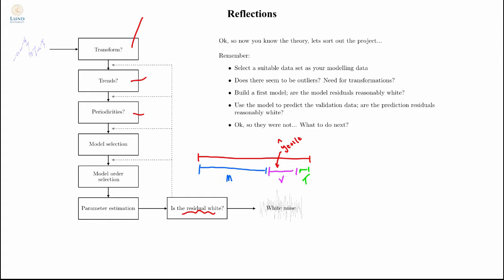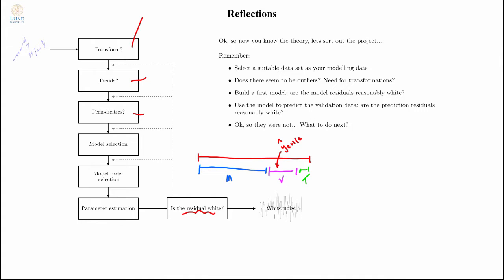If they're not, well, what do you do then? Well, you go back and try to tune your model. But as I will discuss shortly, there are also other things that you should keep in mind. So maybe your initial model isn't all that bad. Maybe there's just a need of fixing something. So what do you do then when your one-step prediction on the validation data seems to have a white residual? Well, first of all, you're happy because it seems that your model is actually pretty good.